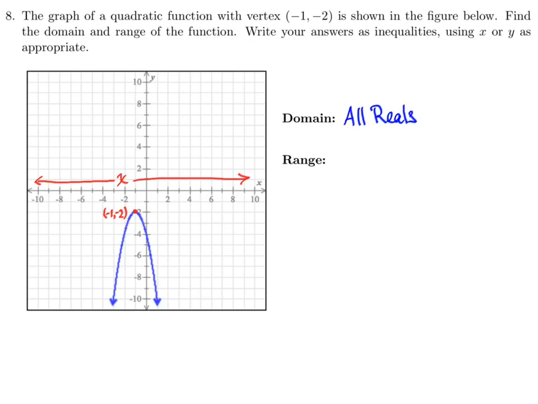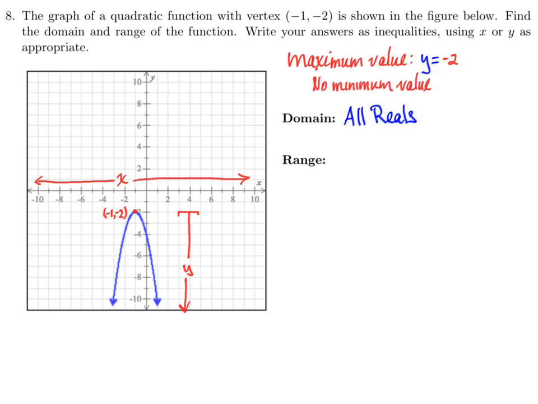The range is all possible second coordinates, or y coordinates, of this function. We can see that there is a maximum value. That maximum value is -2. The highest possible y coordinate is -2. It's at the vertex, and all the other y coordinates are less than that one. So there's actually no minimum value. We can write the range of this function as an inequality: y is less than or equal to -2.